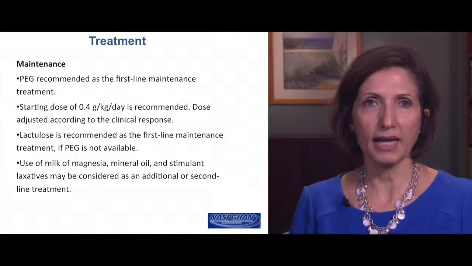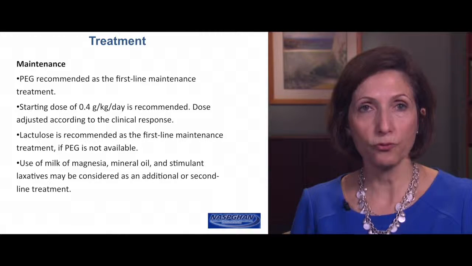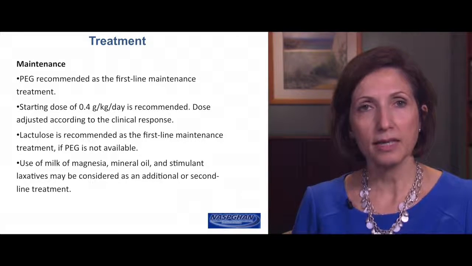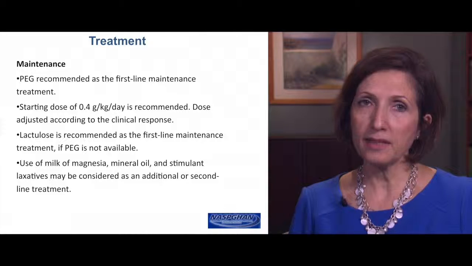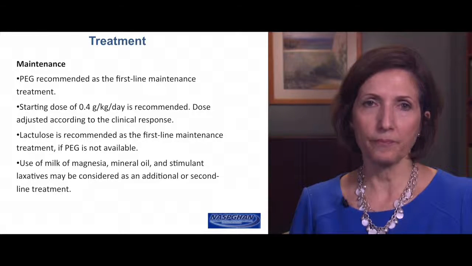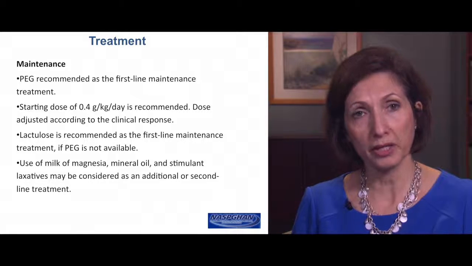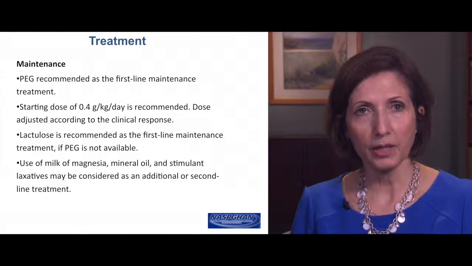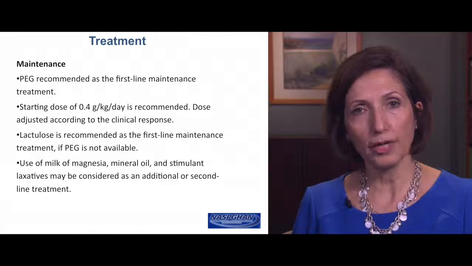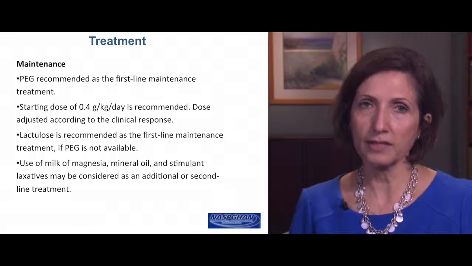For maintenance, again, PEG is recommended as first-line maintenance therapy. The starting dose is 0.4 gram per kilogram per day. That's a recommended dose, and the dose can be adjusted for a patient based on the clinical response. If PEG is not available, the second medication we can consider is lactulose. Lactulose is recommended as first line if PEG is not available for maintenance therapy. Use of milk of magnesia, mineral oil, and stimulant laxatives may be considered as additional or second-line therapy.